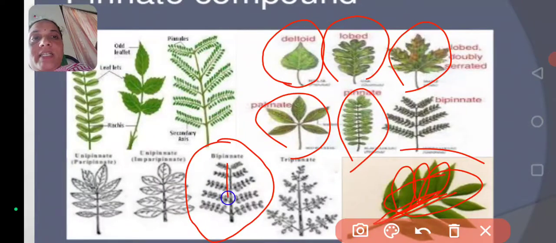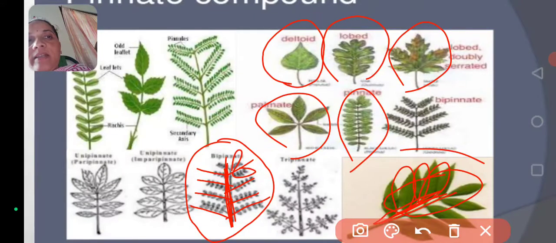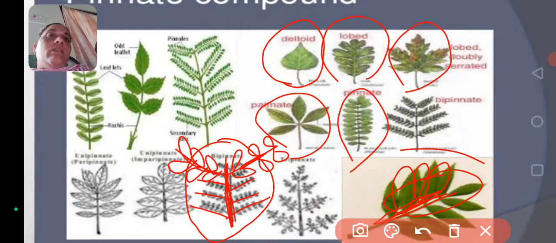Bipinnate means this is a stalk, this is mono, and bi. Bi means two. This is one, and these are two. This is the second, and on the second rachis leaves are arranged like this. On the second rachis leaves are arranged like this. This is called bipinnate. Okay, bi means two.